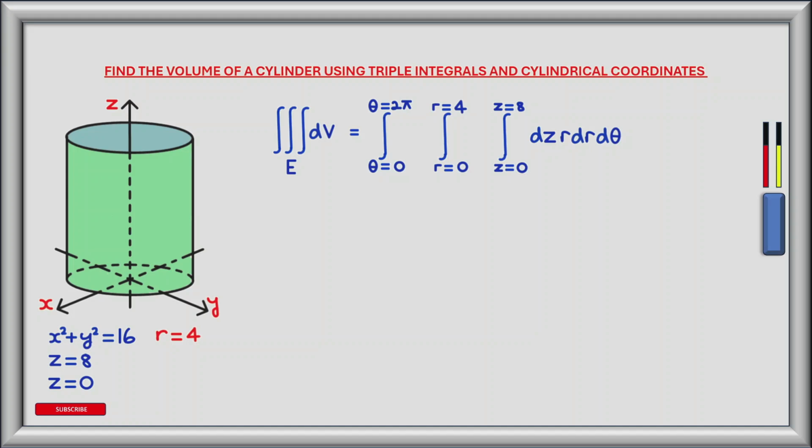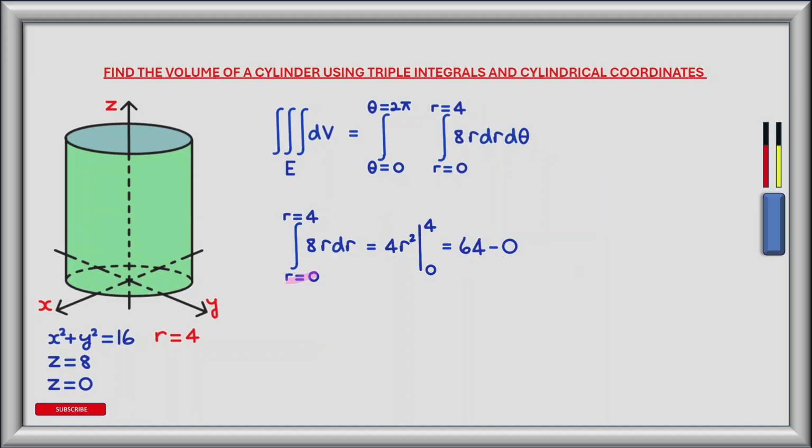So let's begin the evaluation process, starting with the inner integral. For the inner integral, we want to integrate from z equals 0 to z equals 8 dz. And using the power rule, this evaluates to z. And plugging in the limits of integration, we have 8 minus 0, which equals 8. And for our middle integral, we're integrating from r equals 0 to r equals 4, 8r dr. And using the power rule, this evaluates to 4r squared. And plugging in the limits of integration, we have 64 minus 0, which equates to 64.